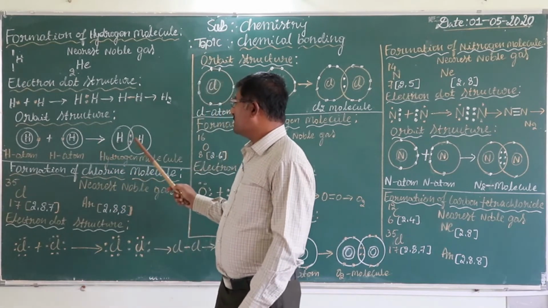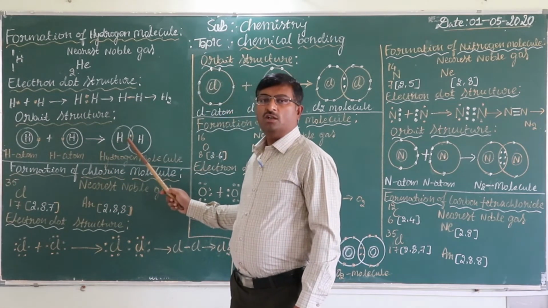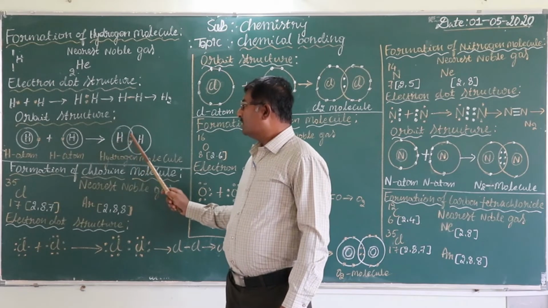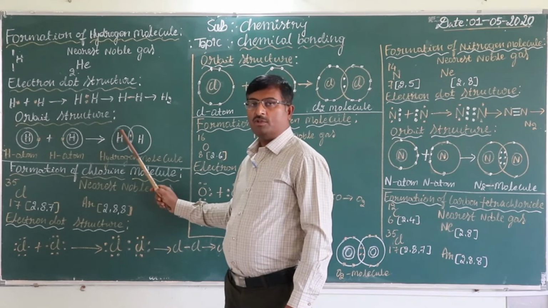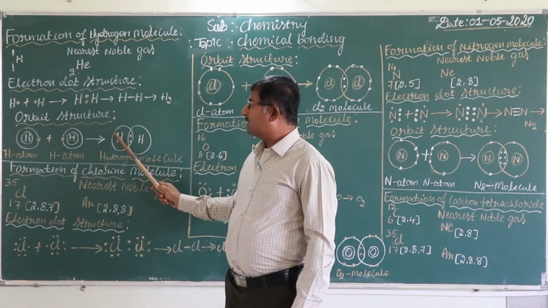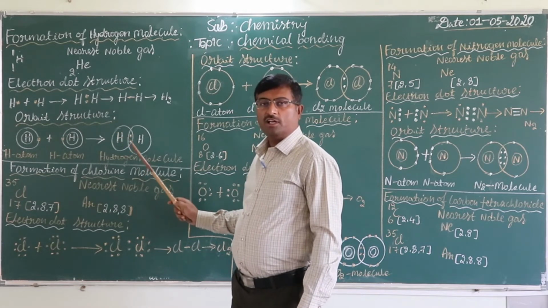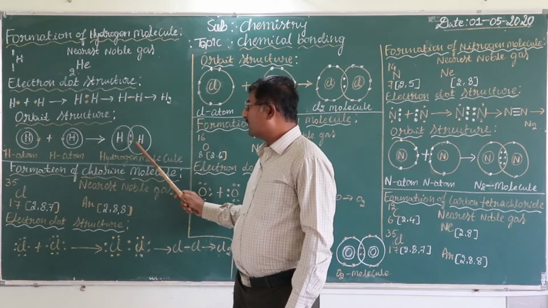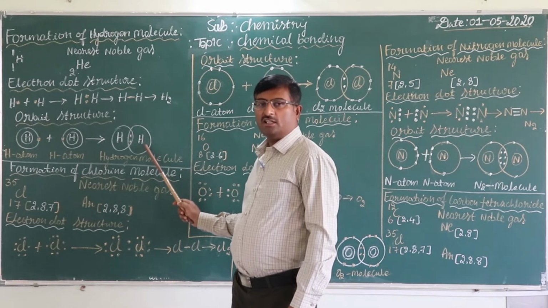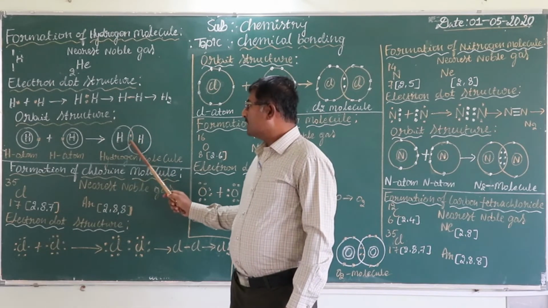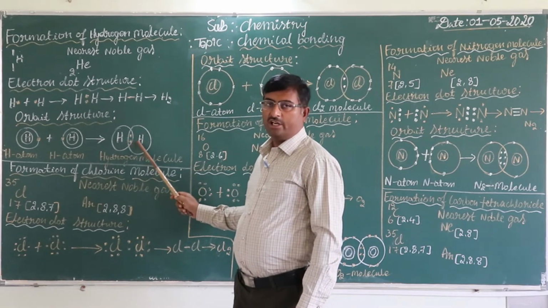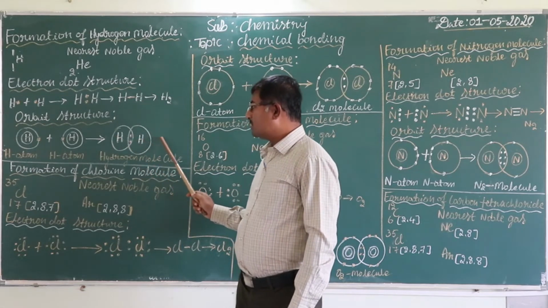When they combine together, one pair of electrons will be shared between the two hydrogen atoms. See, after sharing, this hydrogen atom will think these two electrons belong to it, so it is in stable configuration. It will get the configuration of helium, 2 electrons. This other hydrogen atom also thinks these 2 electrons belong to it and it is in stable configuration. But these 2 electrons do not belong to any one hydrogen atom. They are shared in between the 2 hydrogen atoms. Like this formation of hydrogen molecule will take place.